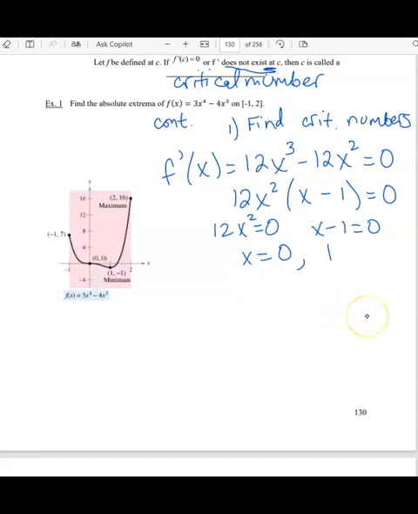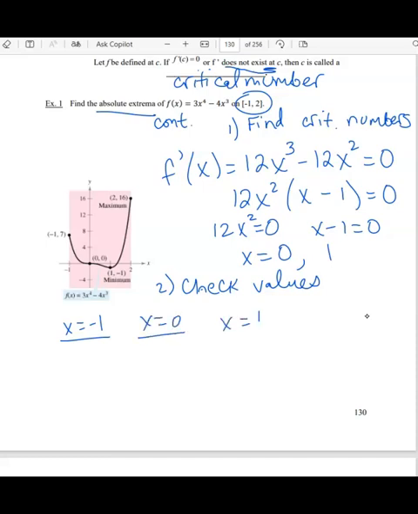And so the next thing we're going to do to find the absolute extrema is check values. The absolute extrema are going to occur at either a critical number or at one of the endpoints. So I'm going to set up a little table here. The left endpoint was at -1. Then there's a critical number at 0 and at 1. And then the right endpoint, notice, was at 2.